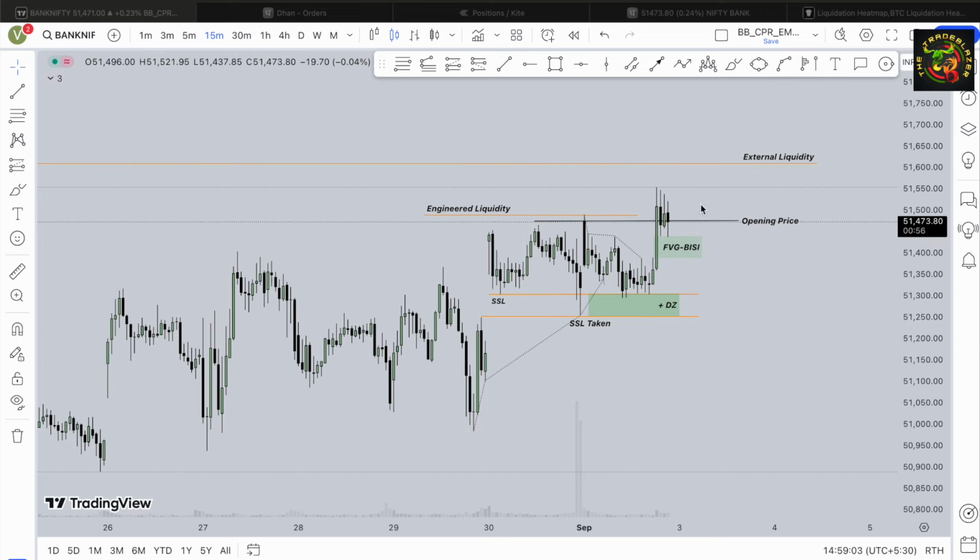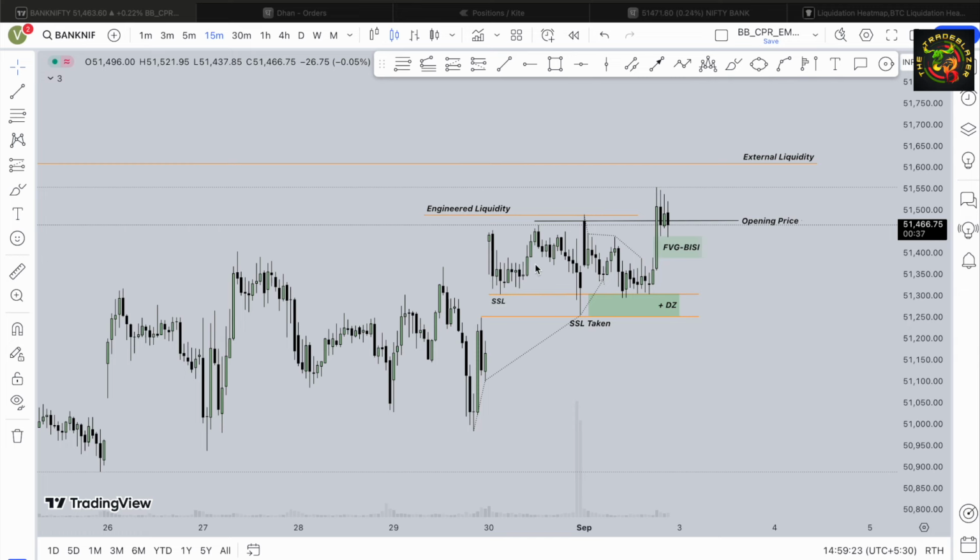Having said that, these were some of the important levels that I have drawn for today's intraday trading. Okay, and what was the plan? So yeah, it was a little tough decision to take, to be on the long side or short side today based on yesterday's price action.